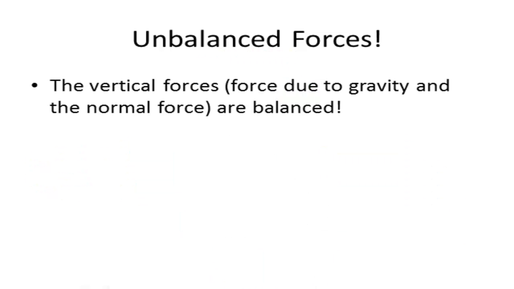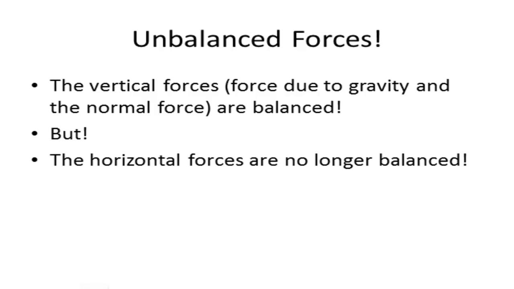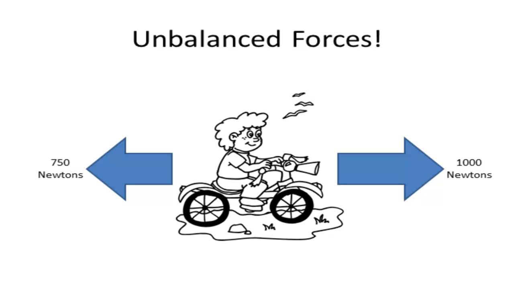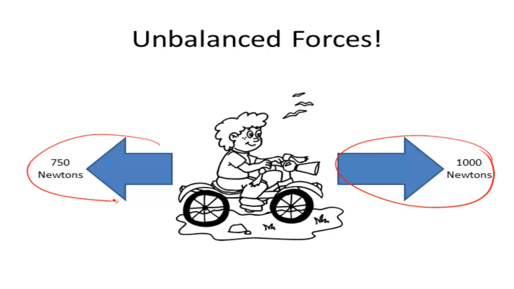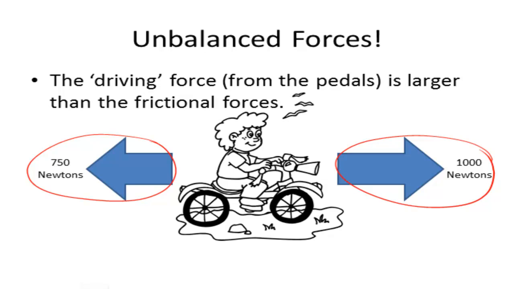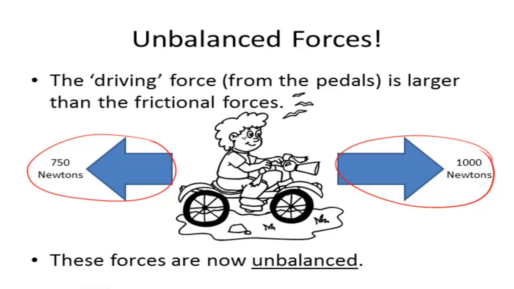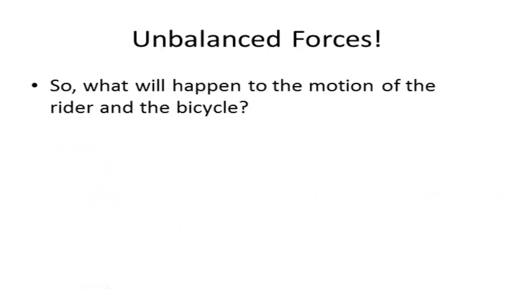So the vertical forces in this case are still balanced. We still have 500 newtons up, 500 newtons down. The effect of both of those forces will cancel each other out. But the horizontal forces are no longer balanced. So when we have a look here, we can see that the driving force over here is a larger force than the frictional force over here. So we now say that these forces are unbalanced.